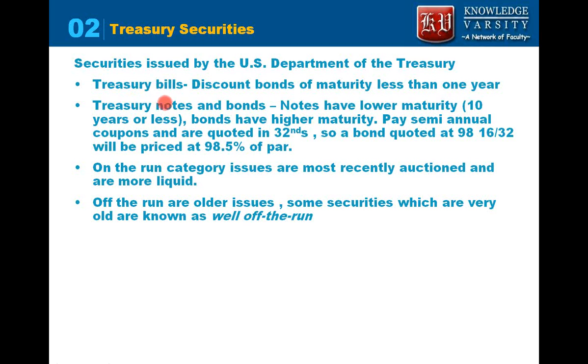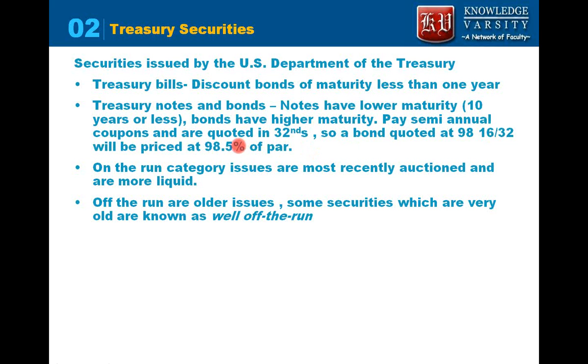Then you have treasury notes and bonds. Treasury notes have maturity from 1 to 10 years, whereas bonds have maturity of more than 10 years. These bonds pay semi-annual coupons and they are quoted in 32nds. That is, the price is not quoted in decimal. So the price would be like 98-16, that is 98 plus 16 by 32, which is 0.5. So the price would be 98.5.